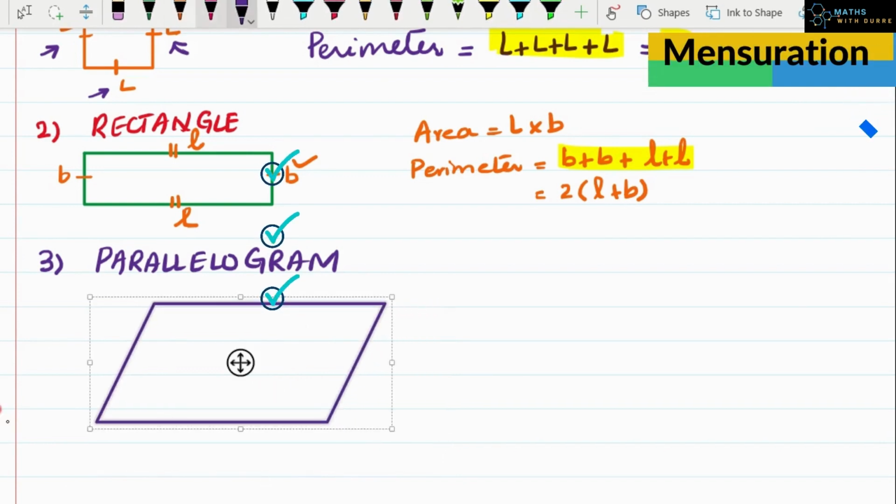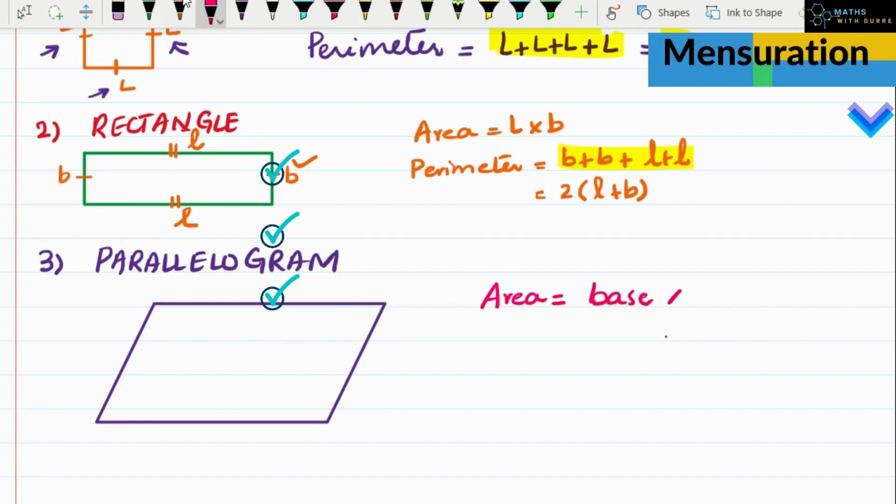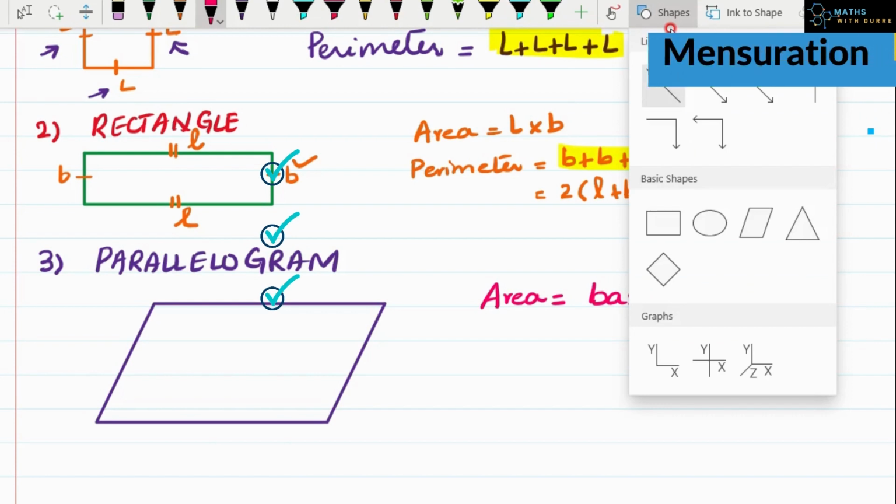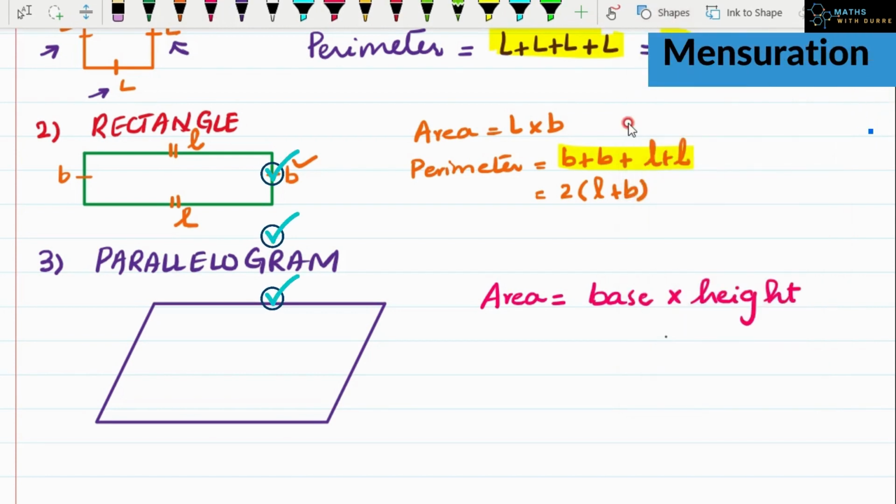All right, so it means what? It means that you need 2 things for this. Let me write here. To calculate its area, you need a base and a height. Okay, this is very much important to understand. Which one is the base of it? We need to know that. Remember one thing, base and height. It is important to understand which one is the height and which is the base.